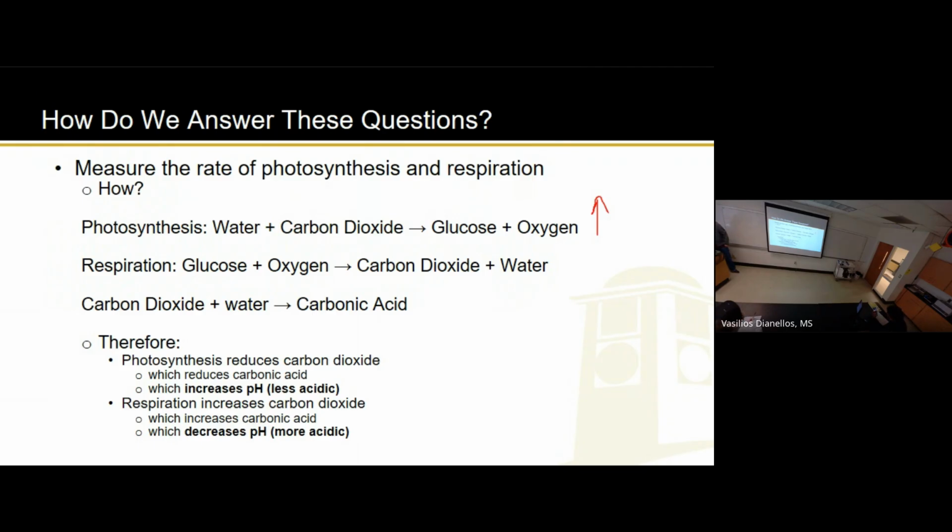So again, all that technical stuff is good for you to understand when you're writing your lab report, and of course, it's going to help you during the exam as well. But the most basic things you need to know next week to understand what's happening: we're going to measure the rate of photosynthesis and respiration by the pH. If pH goes up, photosynthesis is happening. If pH goes down, respiration is happening.